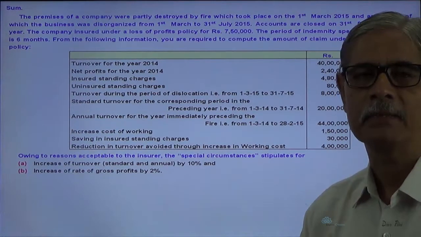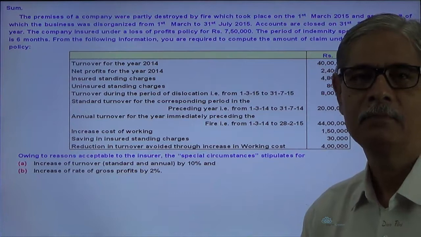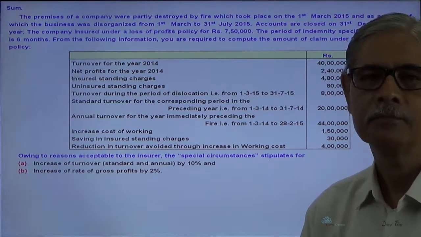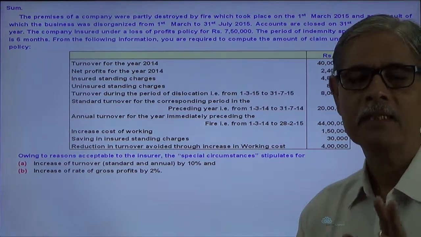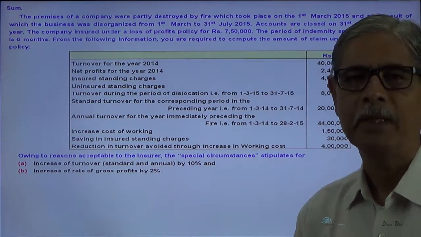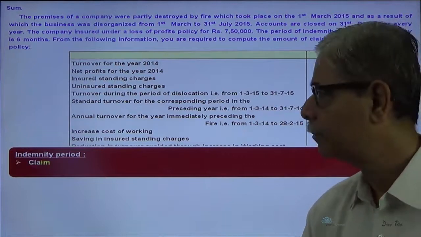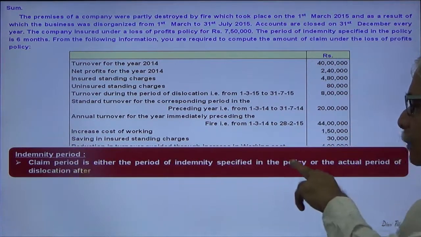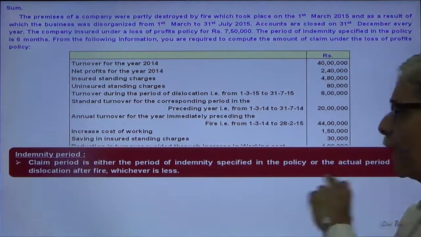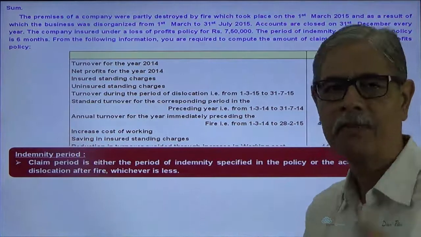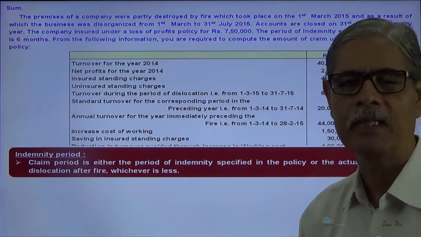Now, for the purpose of solving this type of sum, insurance claim for loss of profit, the first thing that you are required to decide is for how many months the loss of profit is to be calculated. That is known as the claim period. The other name of claim period is indemnity period. It is either the period of indemnity specified in the insurance policy, which here is 6 months, or the actual period of dislocation after fire, whichever is less. The period for which the loss of profit is going to be claimed is known as the claim period.